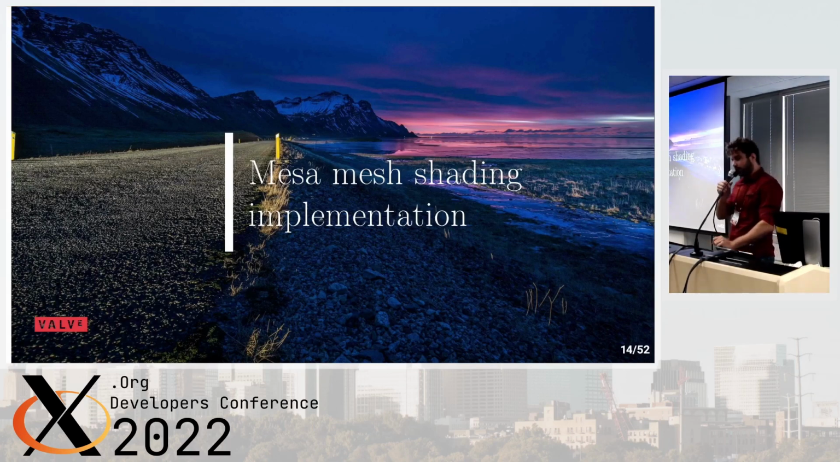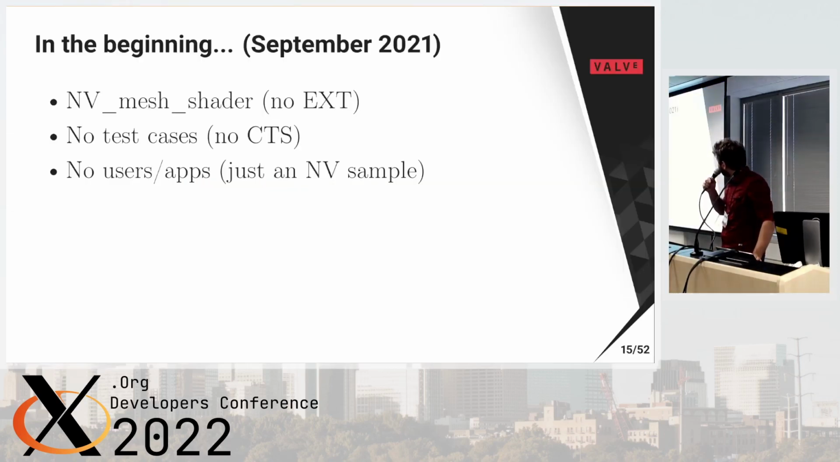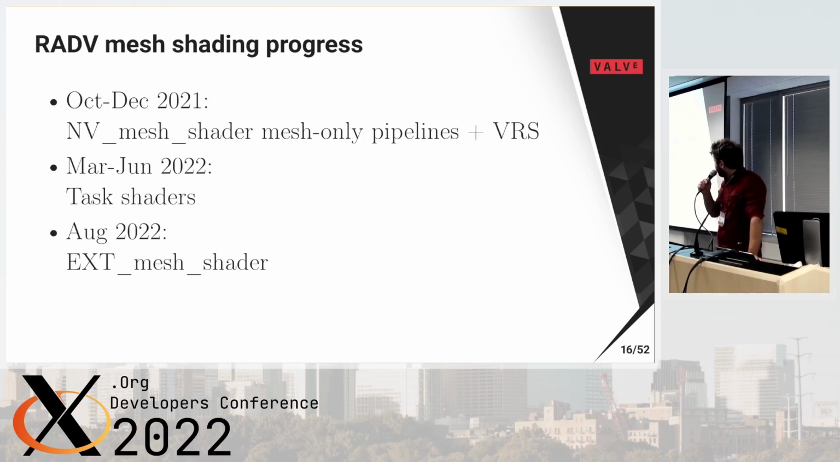So let's get into the actually interesting part. How does this all work under the hood? So let's pop the hood open and look inside. So we started this work in September. When we started, there was no cross-vendor extension, only an NVIDIA-specific one. There were no test cases, no CTS, and no apps. We have an NV sample application, but that's it. So I had to start from scratch, and we made some good progress.